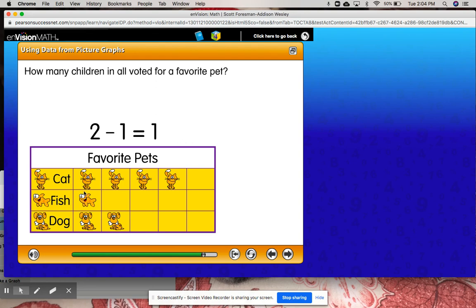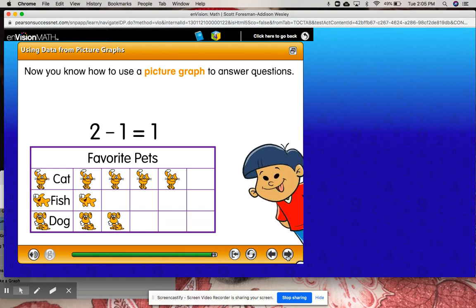So if we do that and count them all, let's count together. 1, 2, 3, 4, 5, 6, 7. It's clear to see that 7 children voted for their favorite pet. Count all the pictures. 7 children voted. Now you know how to use a picture graph to answer questions.